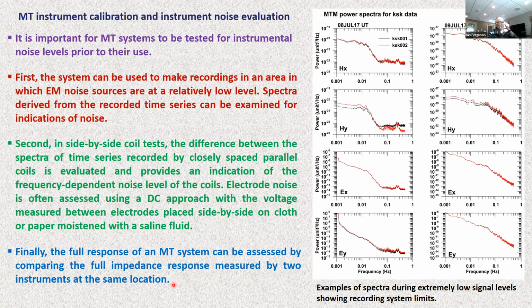And finally, the full MT response of a system can be assessed by comparing a full impedance response measured by 2 instruments at the same location. While this won't help isolate the sources of noise, it provides an indication of the overall complete response of the system, and it matches more closely what is eventually going to be done in defining the final impedances.